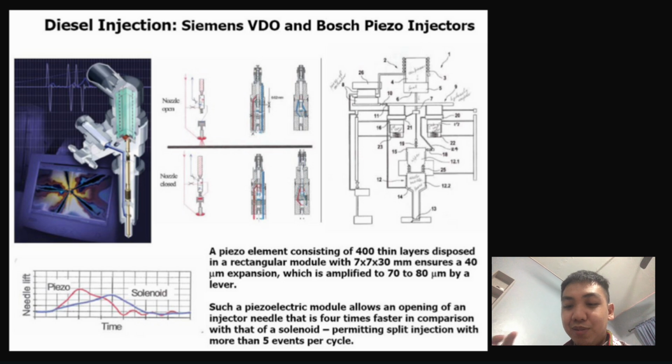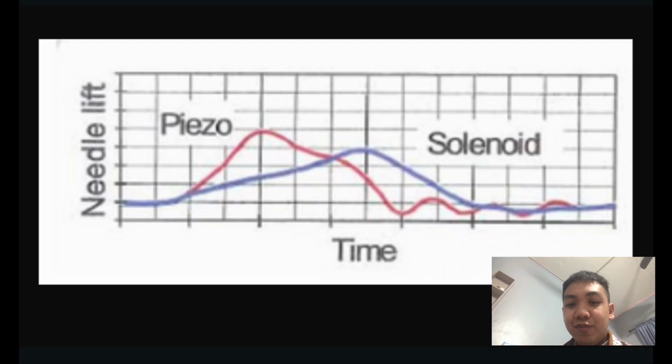We can see here from this needle lift graph of piezo and solenoid versus time. Piezo has a much higher open lift, and in a very short time it opens earlier compared to solenoid. Solenoid opens very slowly and closes very slowly compared to piezo, which opens earlier and closes faster than solenoid.